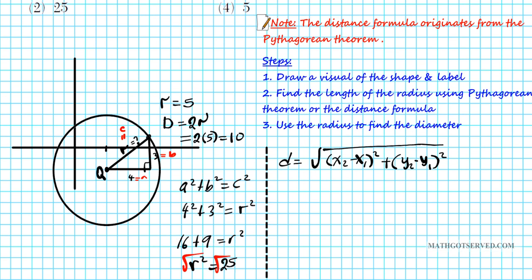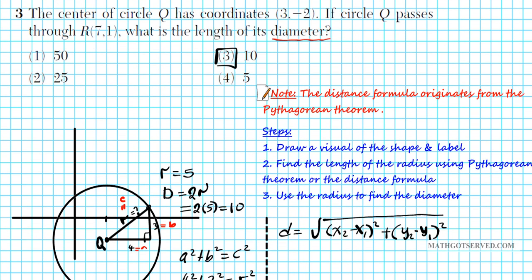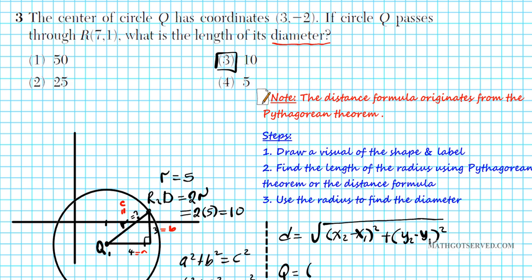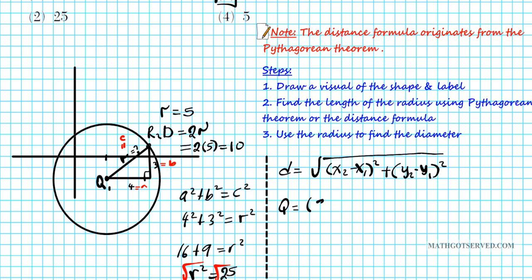All right, so let's see what we have here. Let's call this point 1, and this point here is point 2. From Q, point 1 is, what's the coordinate again? It's (3, -2), and that is equal to x1, y1. And then point 2 is (7, 1). That is going to be x2, y2.